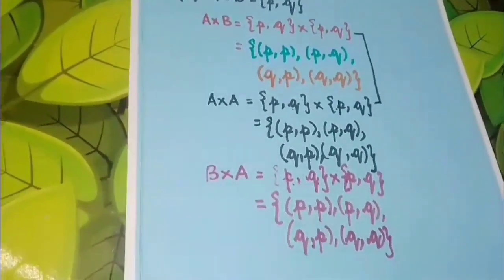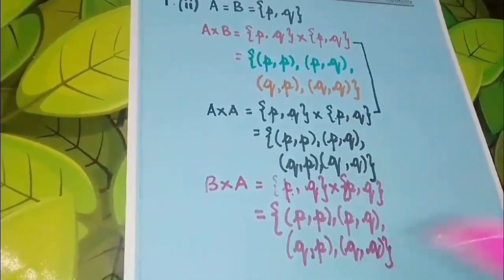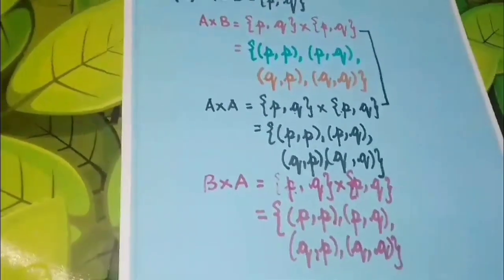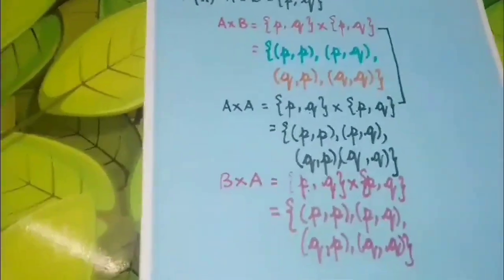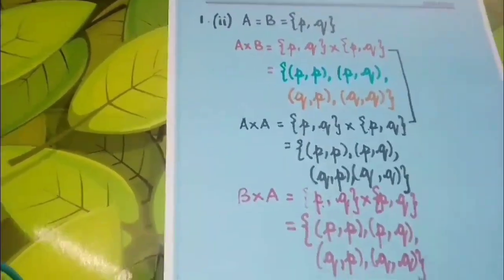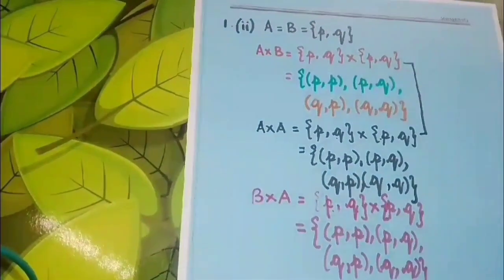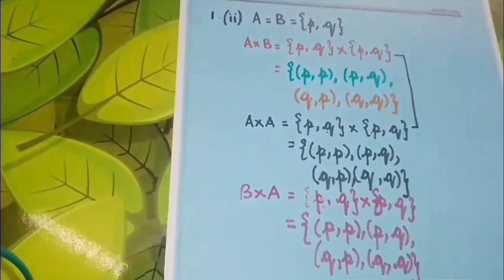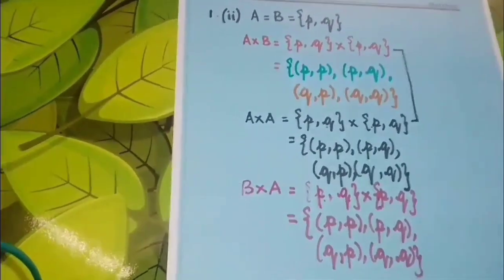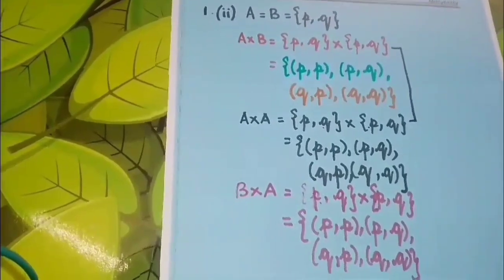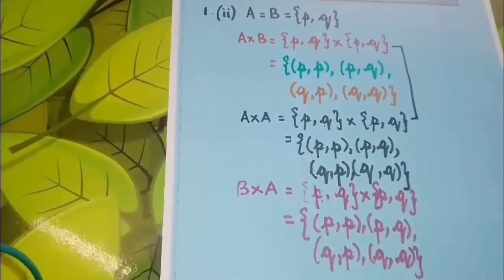So if we observe, these three answers are one and the same: A cross B, A cross A, B cross A. Even if you try B cross B, which is not asked here in the question, we'll be getting the same answer. That's all because A and B are equal sets. They contain the same elements, P comma Q. Their cardinalities are the same. They are one and the same. It's like forming the cross product with the same set.